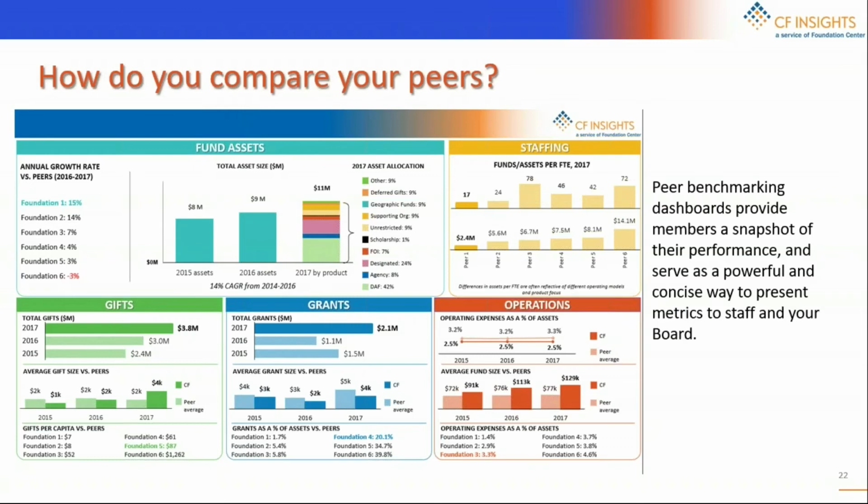But it's also highly customizable. So if there are any data points that you're not interested in seeing, or there are additional data points that you'd want to see, or even a different date range, if you want more than 3 years, you want 5 or 10, we can provide all of those customizations for you as part of this benchmarking dashboard.